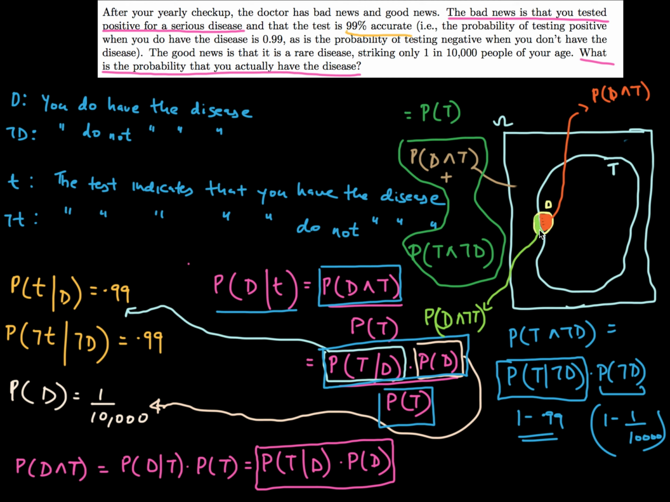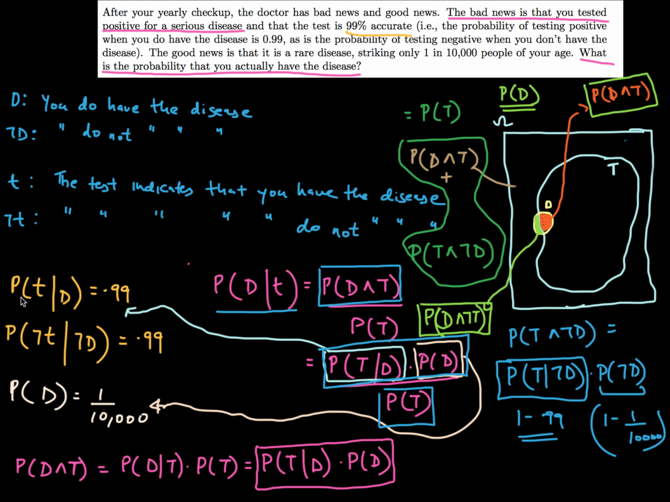Okay, so if I add the orange and the green component, if I add these two guys up, what it gives you back is the probability of D. If I take this piece in orange and this piece in green and add them up, that simply gives you probability of people that actually have the disease. And that should be 1 over 10,000.